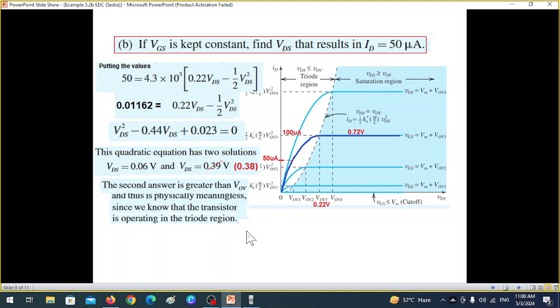answer. The second answer is greater than VOV and thus is physically meaningless since we know that the transistor is operating in the triode region. So we are operating in the triode region, so it has to be somewhere here. Therefore, we conclude that VDS is equal to 0.06 volt. So this is the second part.